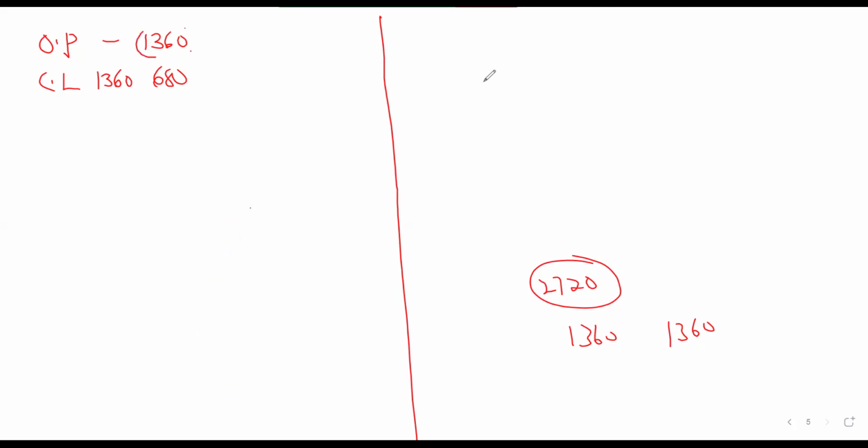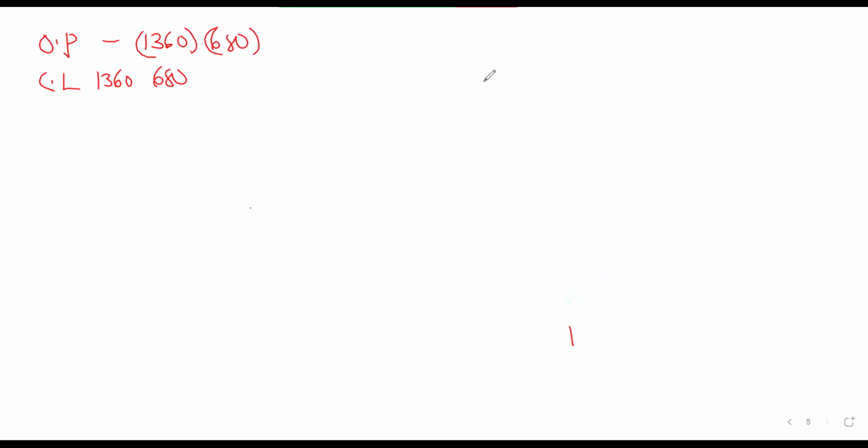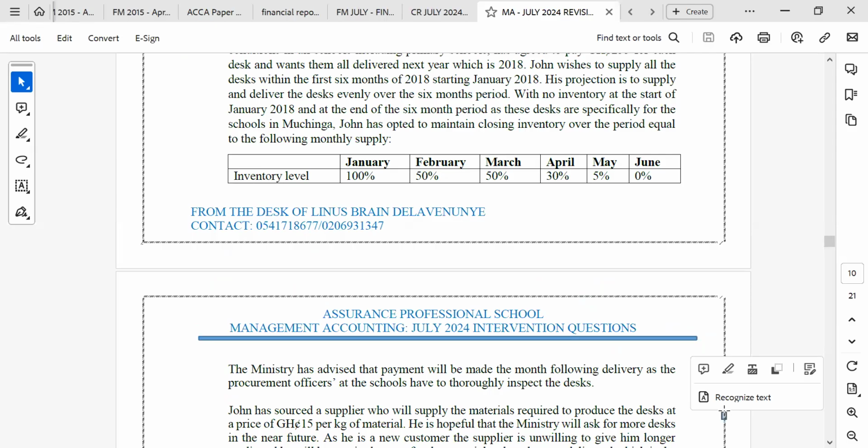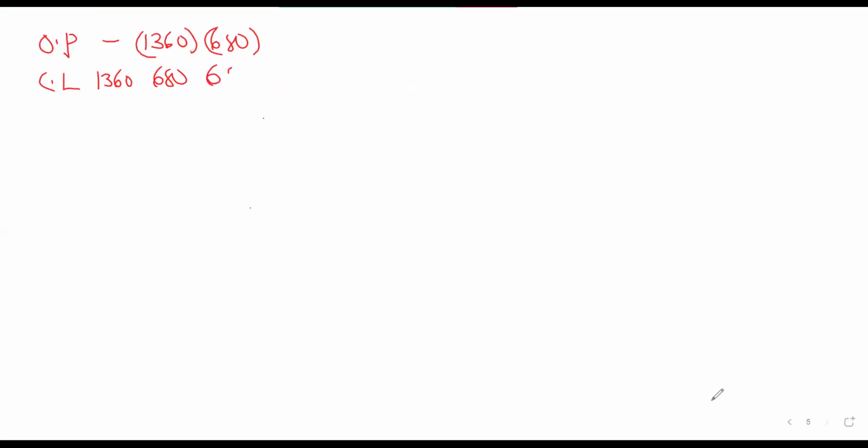So let's come here. Opening stock will be in brackets. 680 will be our opening stock for March. Is that correct? Yes. Okay. What will be the closing stock for March? They have given us a percentage there. That will also be 680, isn't it? Yes. Okay. So we have 680 here. This 680 will be the opening stock for April. Okay. So what will be the closing stock for April?